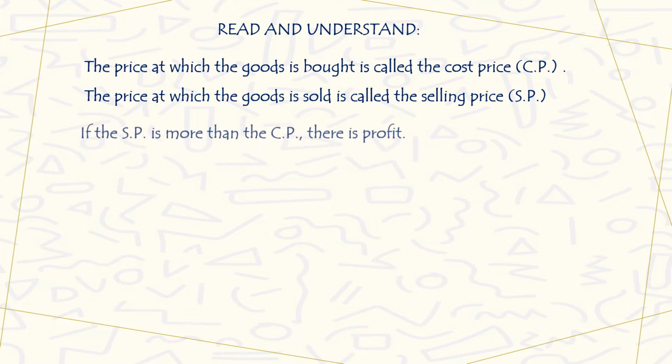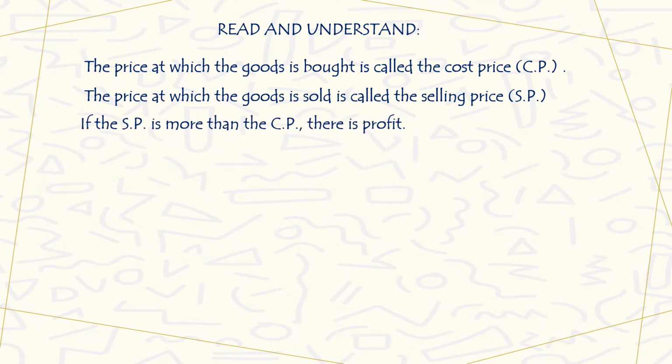If the selling price is more than the cost price, then there is profit. If you are selling an object and getting more money than the amount with which you had bought it. Suppose you're getting something for 50 rupees and you're selling it for 70 rupees. So you are making a profit. That means the cost price of that object was 50, but you sold it for 70 rupees. Means if selling price is more than the cost price, then there will be profit.